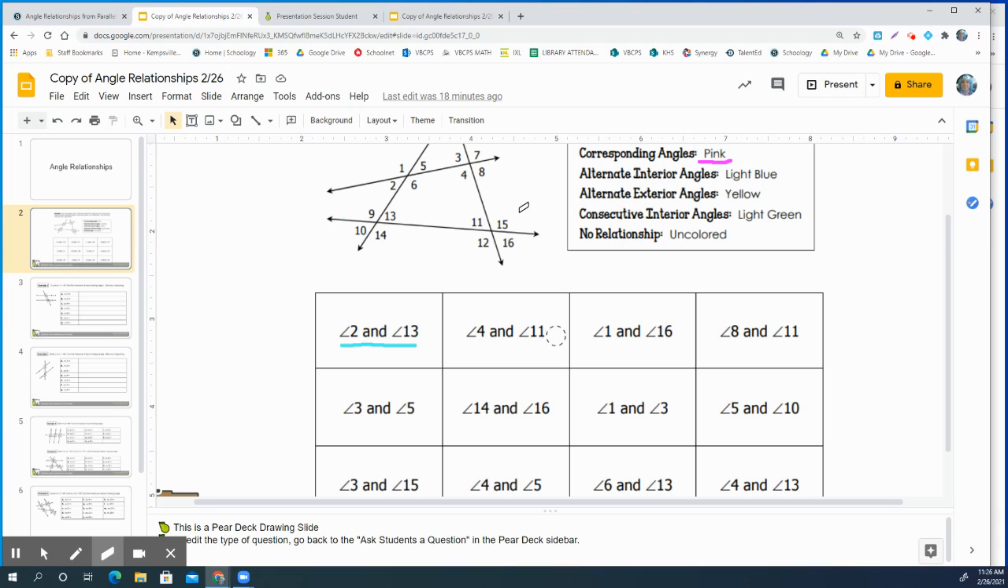what about 4 and 11? 4 and 11, how is that different? They are on the same side. So 4 and 11 are on the same side of this green transversal. And are they inside of the lines or are they outside the lines? Inside. So that's just going to be consecutive or same side. We talked about it being same side.